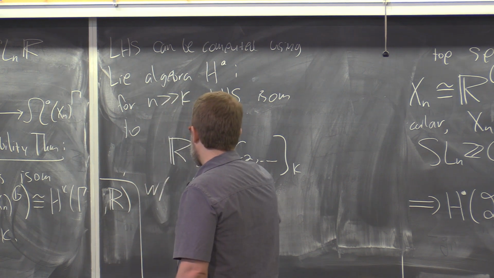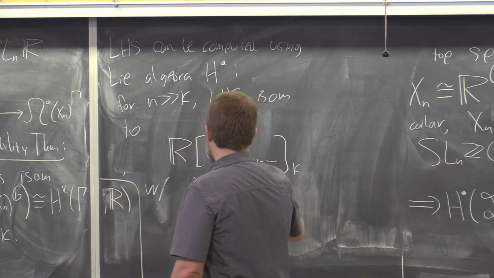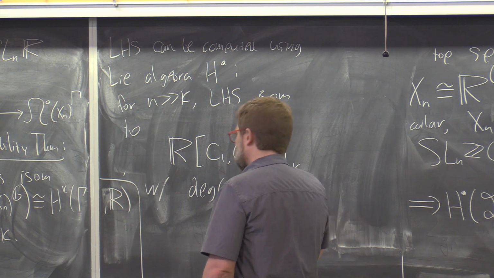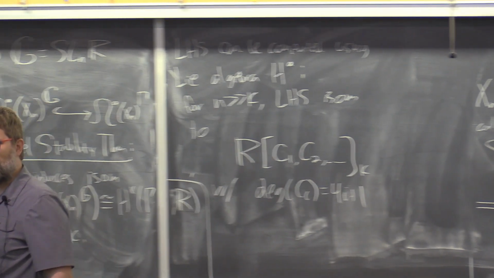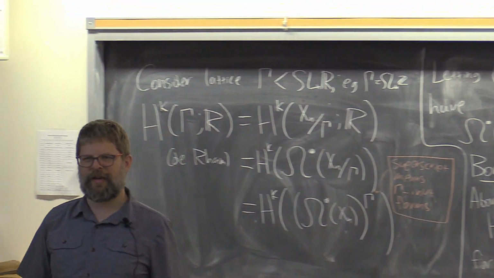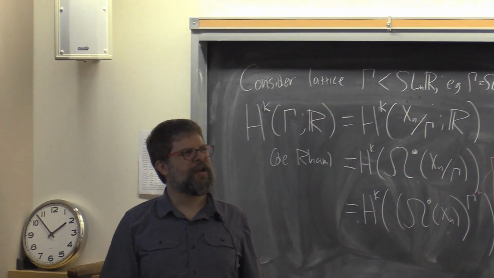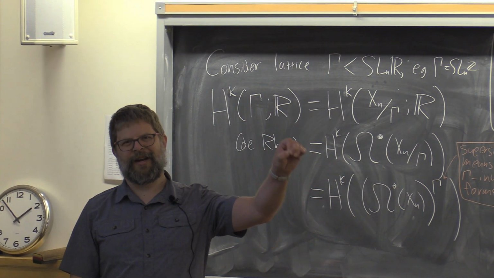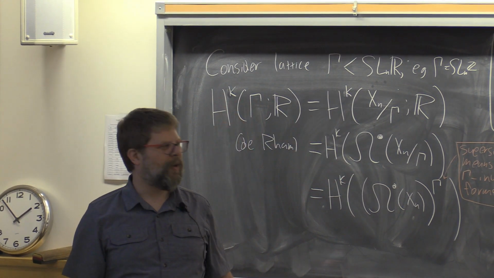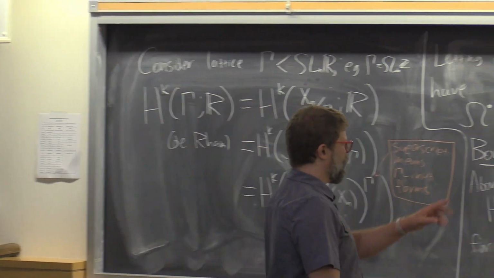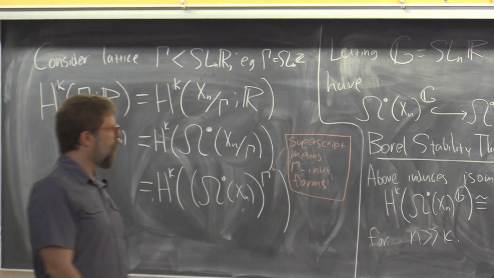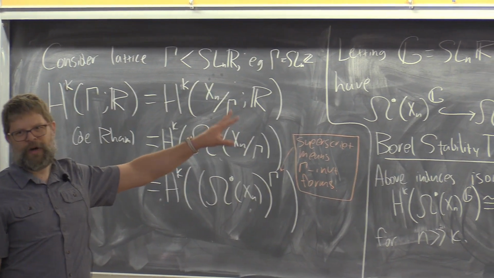So the degree of c_i is equal to what? It's going to be 4i plus 1. So the first class is in degree 5, then 9, I can't add today. A class in degree 5, a class in degree 9, a class in degree 13, and so on. And these are invariant differential forms. So this is a real calculation.